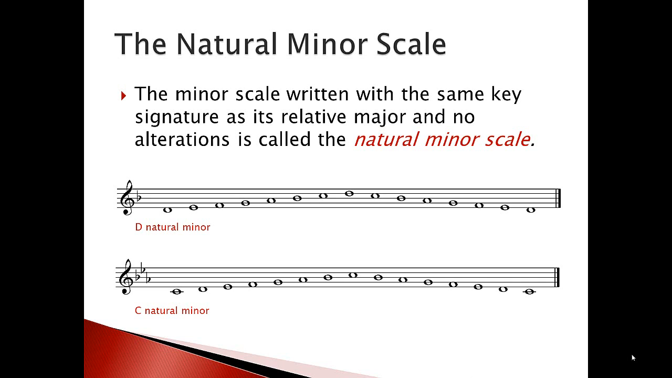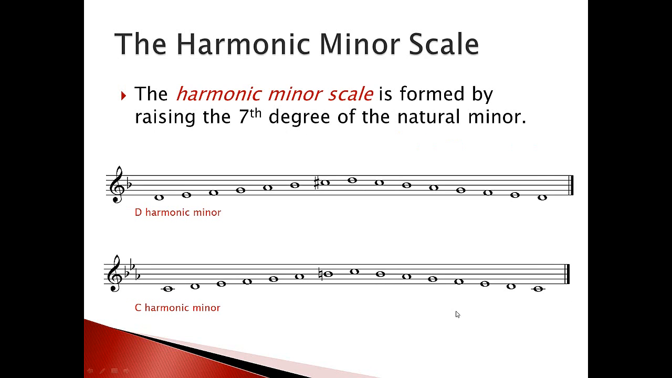That is C natural minor. The other type of minor scale that is the most common minor scale is called the harmonic minor scale. And we use this scale most often because this minor scale is what we use to create chords and harmonies for our music. So here's D minor harmonic.